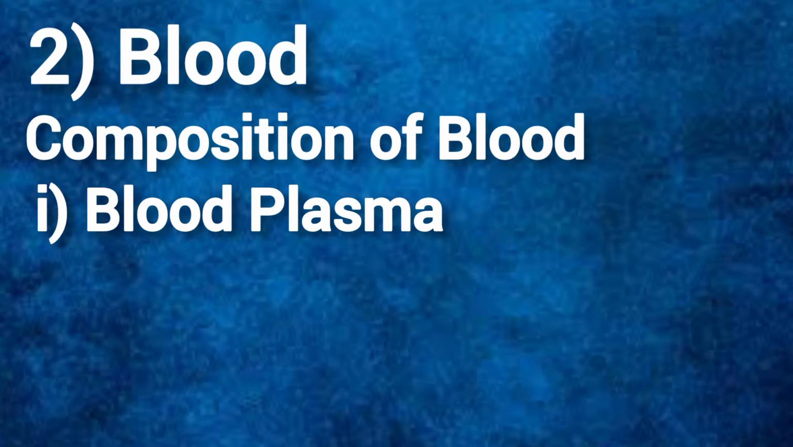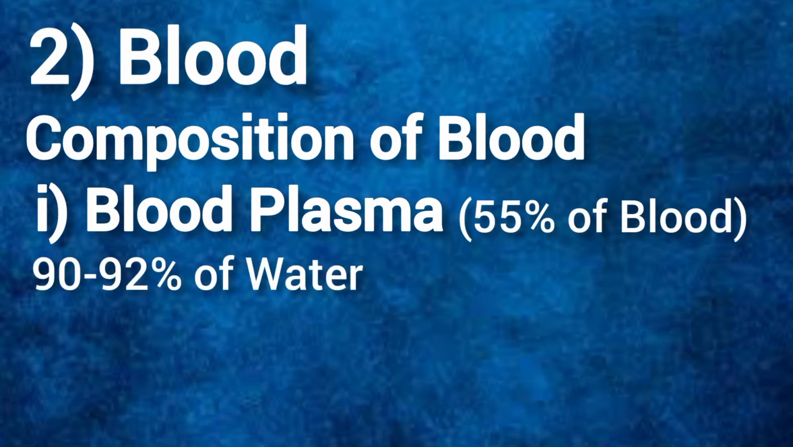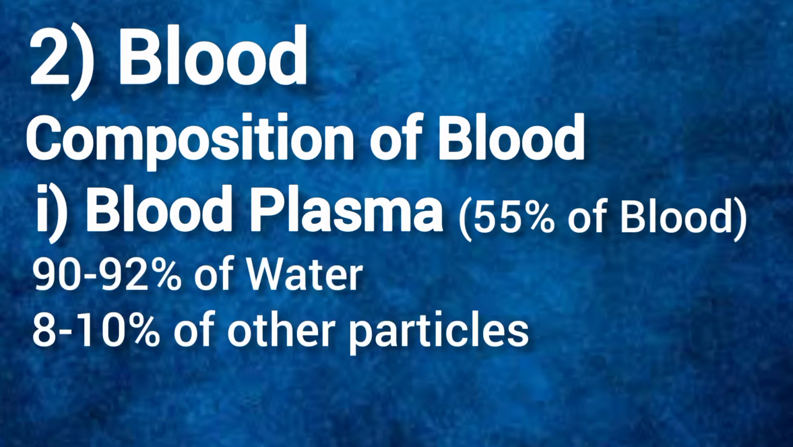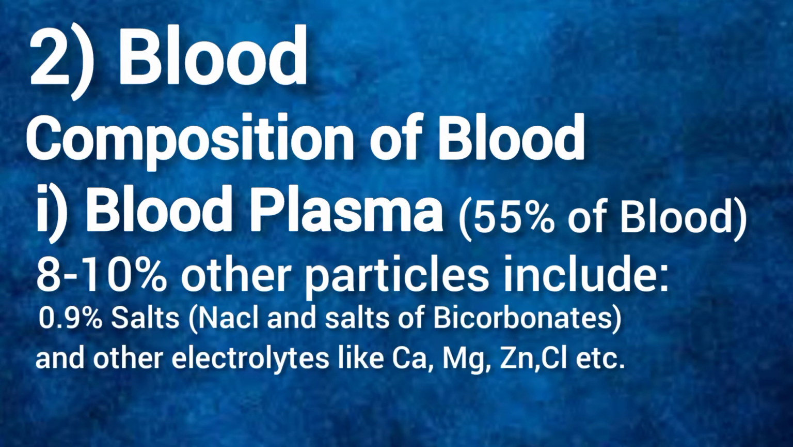Now let's talk about the blood plasma. Blood plasma is about 55% of the total volume of blood. The contents of blood plasma include 90 to 92% water and 8 to 10% other particles. These other particles include 0.9% salts like sodium chloride and the salts of bicarbonates, and other electrolytes, including calcium, magnesium, copper, zinc, potassium, etc.